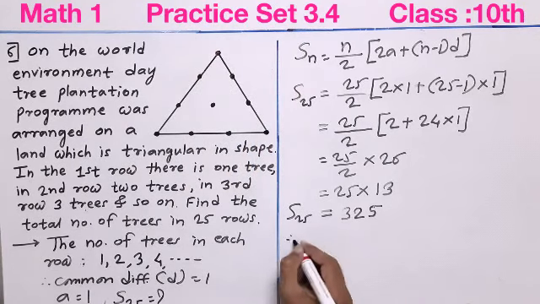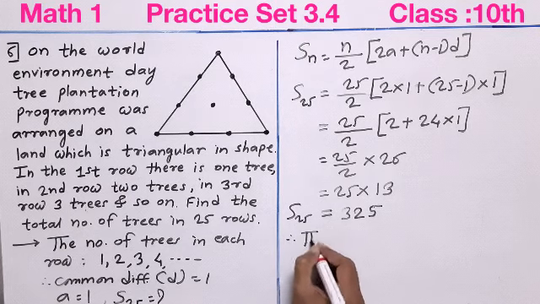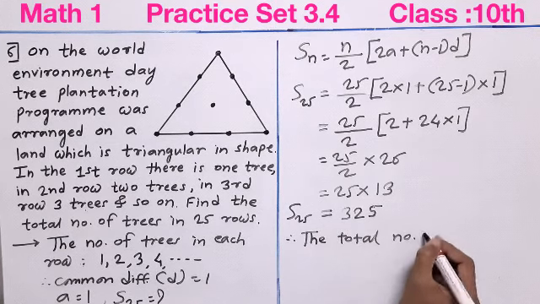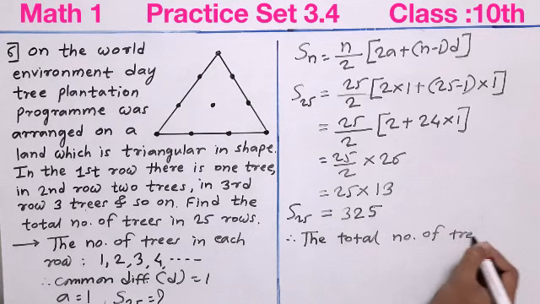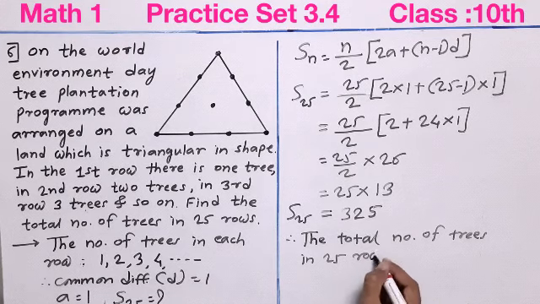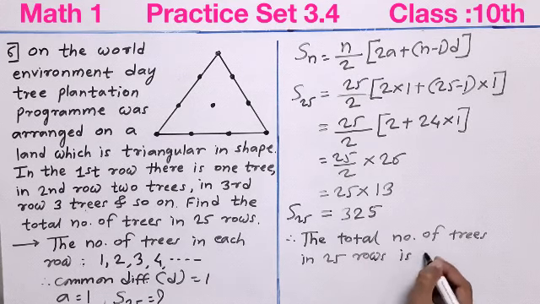So we can write the last line here. Therefore, the total number of trees in 25 rows is 325. So this is our answer.